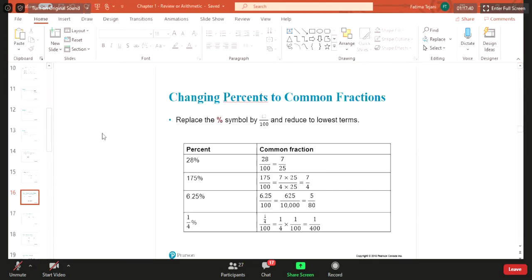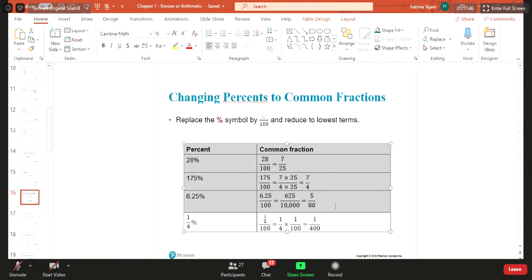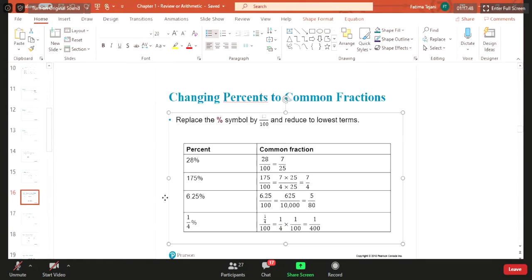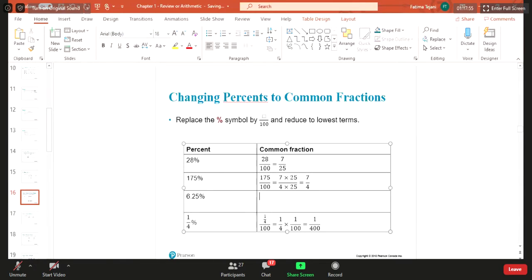So next is like 175. Let's work on 6.25. Okay. Now let's try to reduce it to the lowest value. Everyone, I'm going to take the answer out. Okay. Let's work on that.